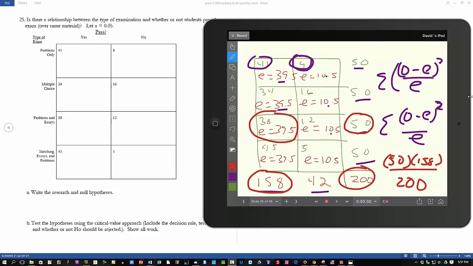If we were doing this cell, we would get the row total times the column total, so 50 times 42, and divide by the overall total of 200, and that'll give us 10.5. There's 2 ways that you can get the expected values, and I'll show you in a minute. You can also get those from your calculator.